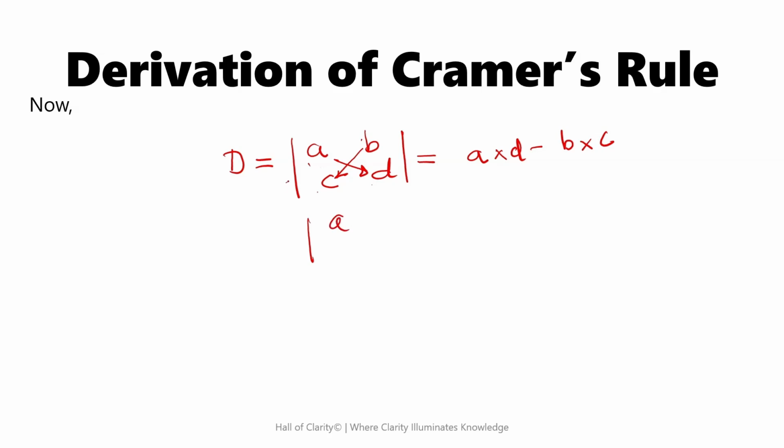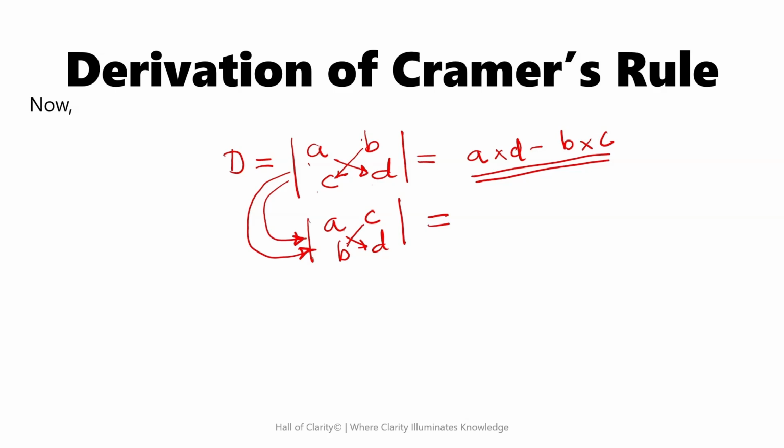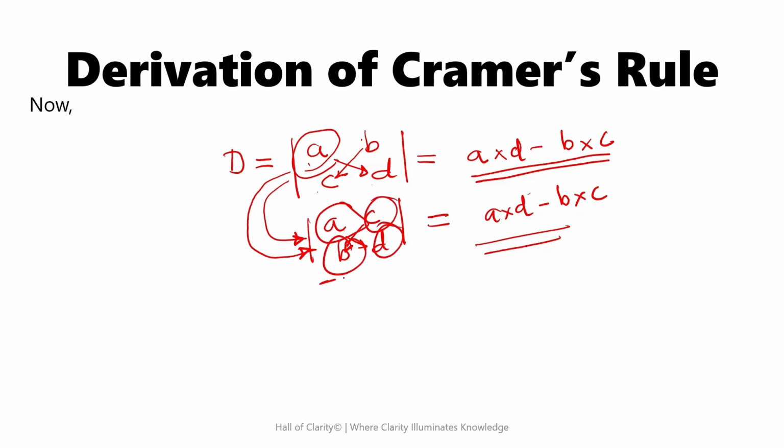We can write this determinant as a, b, c and d. Why? Because it will give the same result as this. How? Let me show you. See this, a into d and this c into b. What will I get? A into d minus b into c. Here you can see that the values inside the determinant can be written in these two ways.